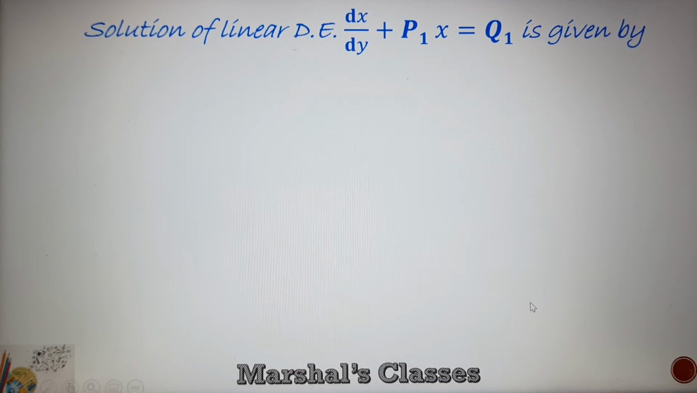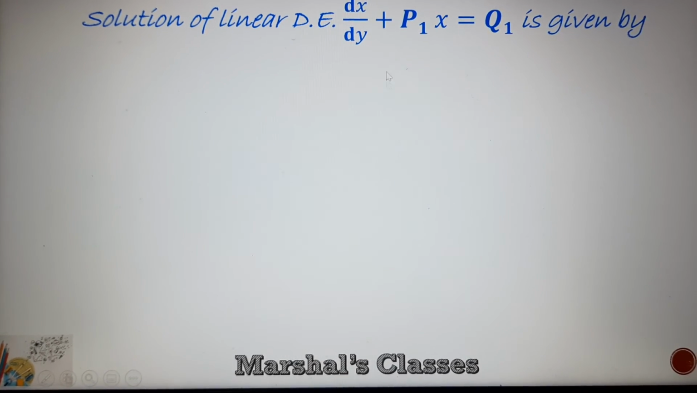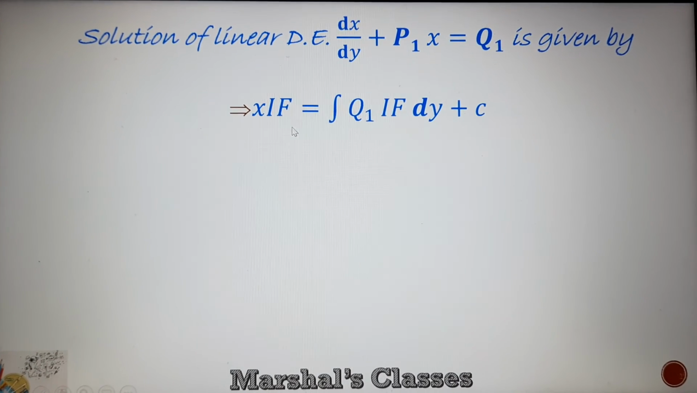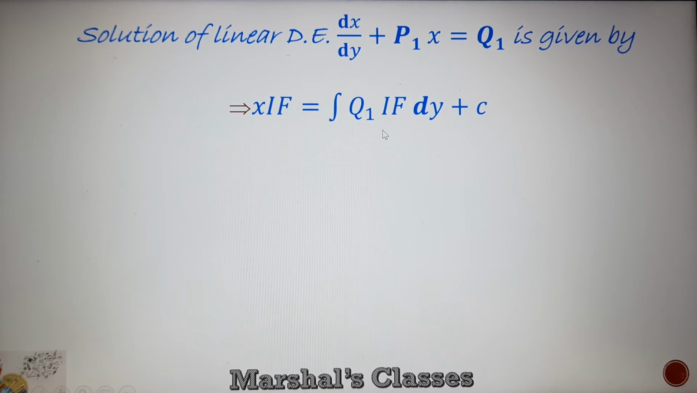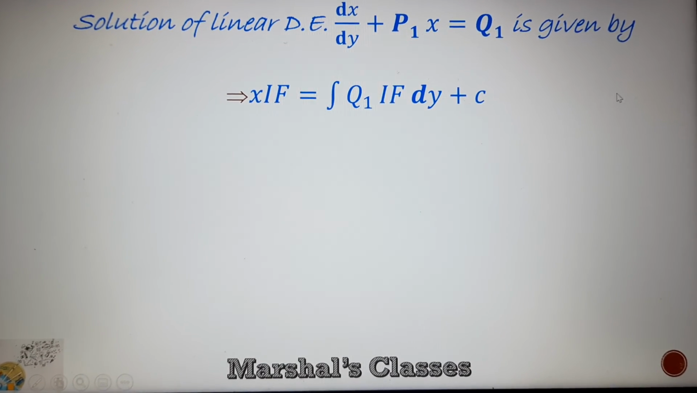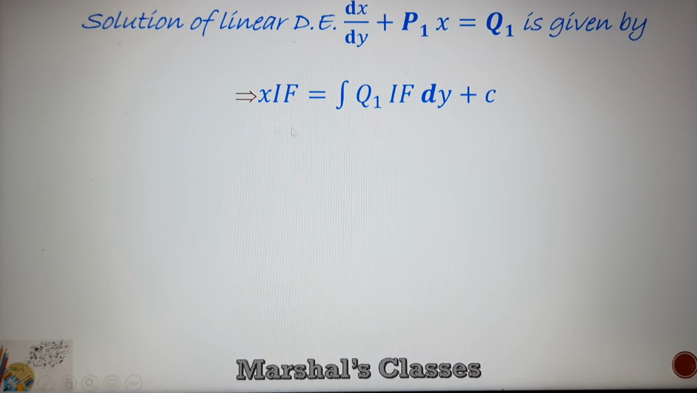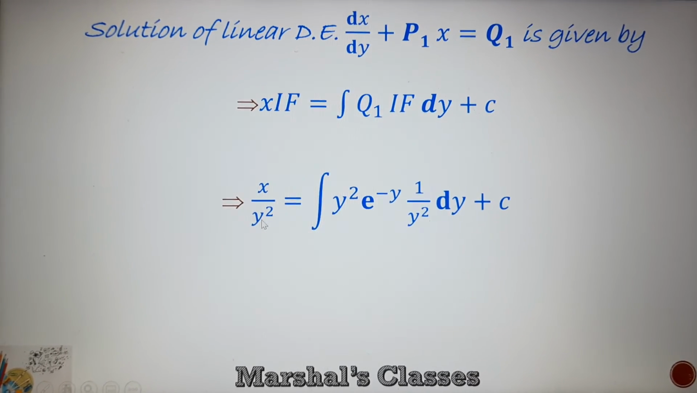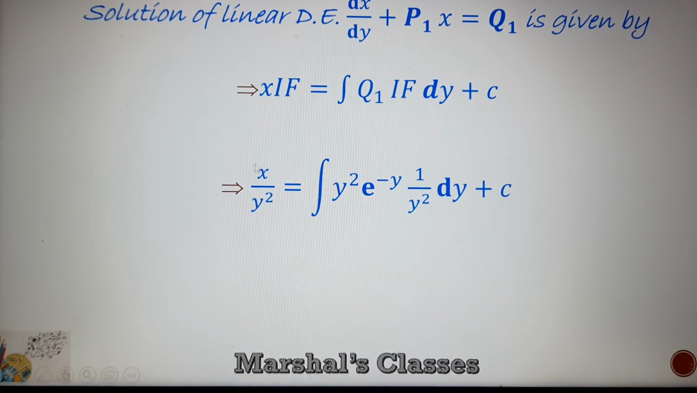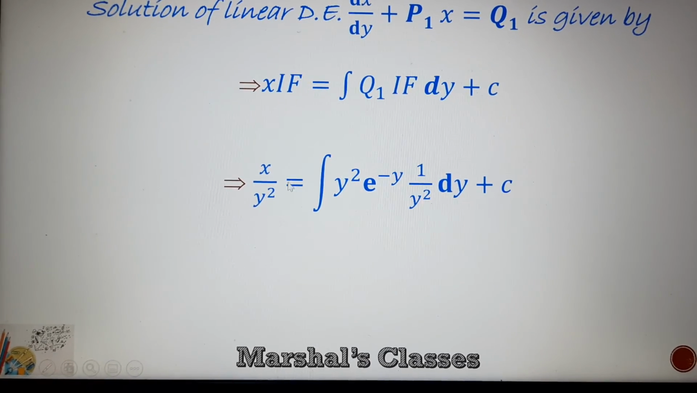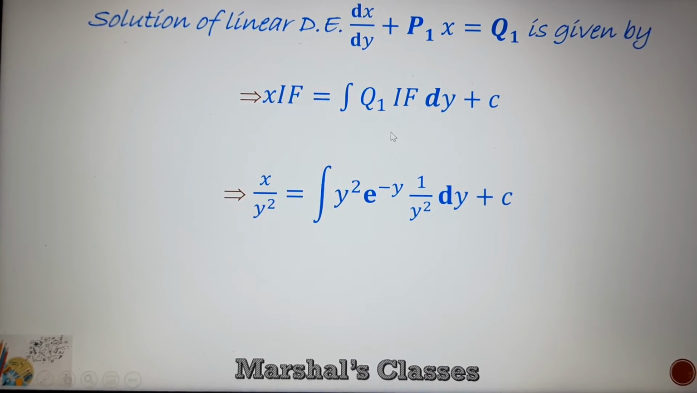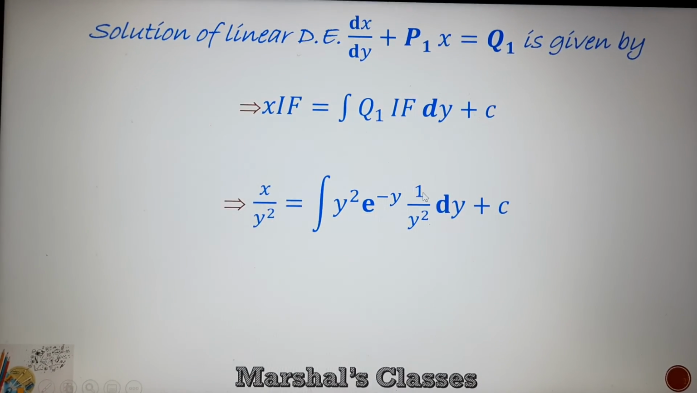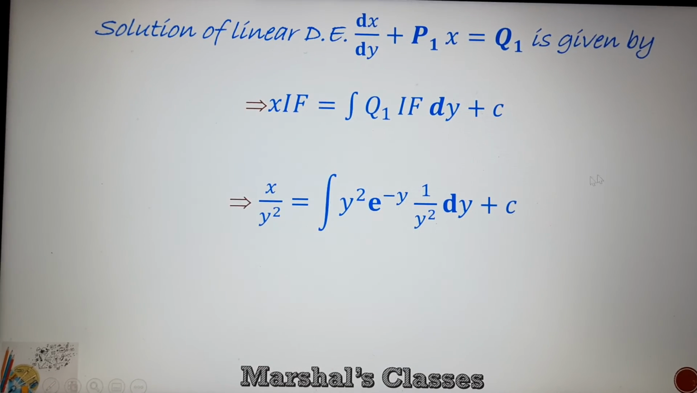Now the solution for the linear differential equation dx/dy + P1 x = Q1 is given by x times the integrating factor is equal to the integral of Q1 times the integrating factor dy plus the constant of integration. Let's substitute the values. We know the IF, we know Q1. IF is 1/y^2, so we get x/y^2 equal to the integral of y^2 e^(-y) into 1/y^2 dy plus c.